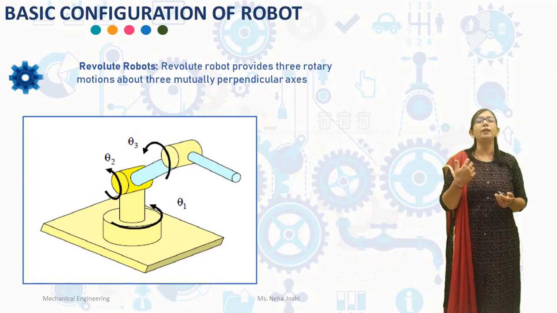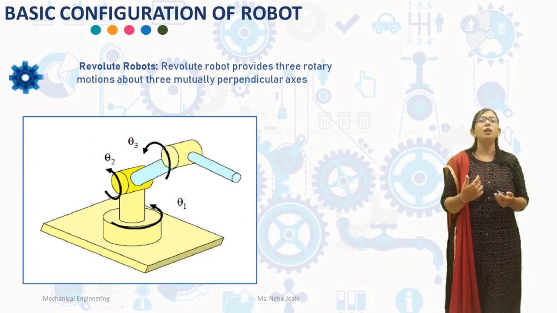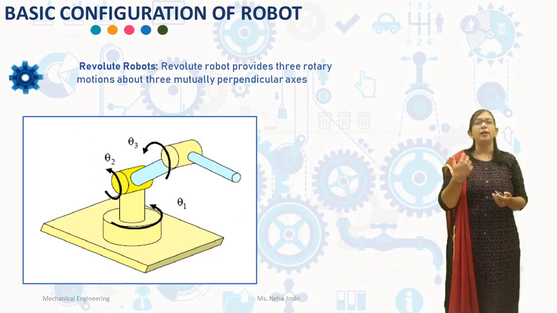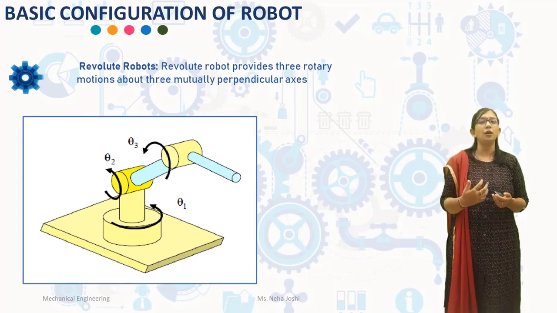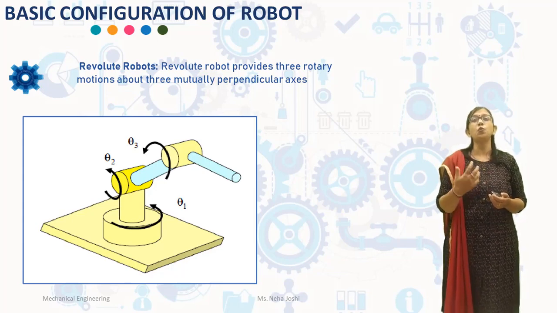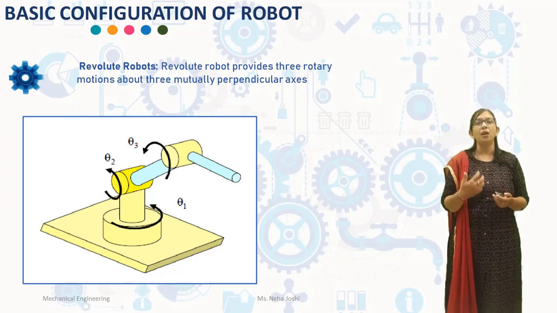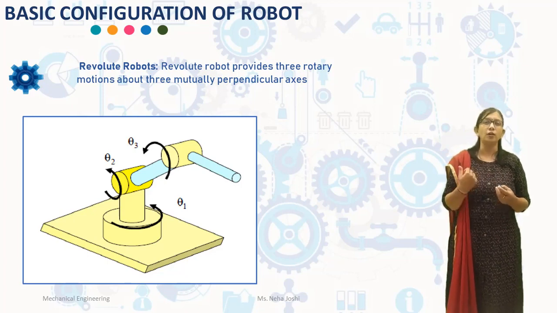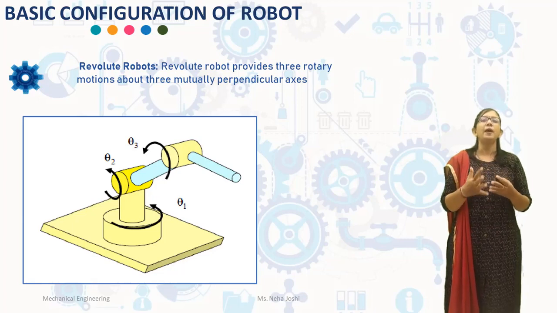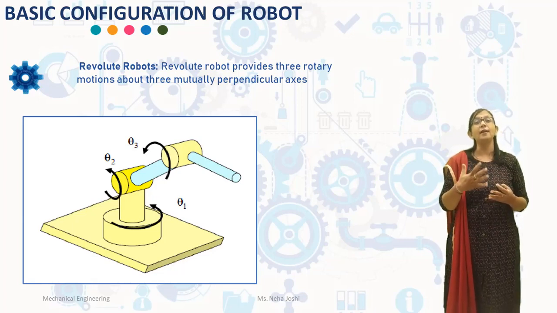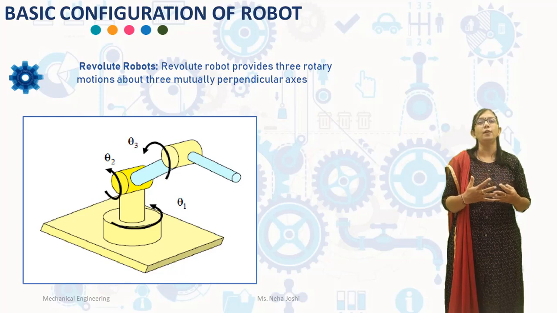Revolute robots provide three rotary motions about three mutually perpendicular axes. Its configuration is similar to the human arm and it consists of two straight links corresponding to the human forearm and upper arm connected by a rotary joint. This configuration provides a spherical work envelope and has an excellent work area to floor area ratio.